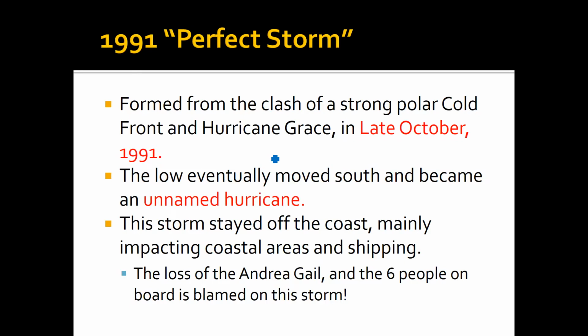However, ships were greatly affected, and the big famous example of this was the Andrea Gale. There's a whole movie called The Perfect Storm about this ship that was having bad luck all catching season, decided to go way out into the ocean, caught a lot of fish, and tried to muscle it through this storm. And unfortunately, they were lost in it.